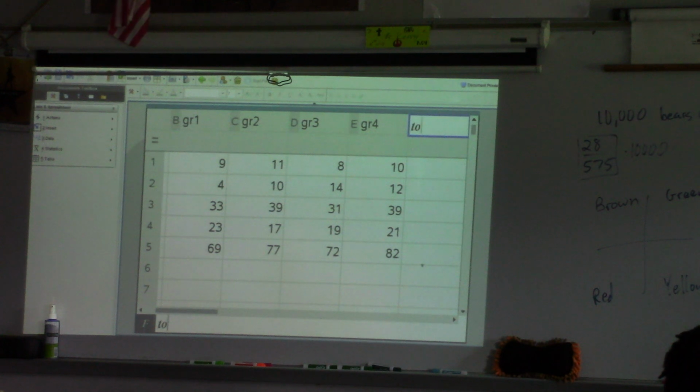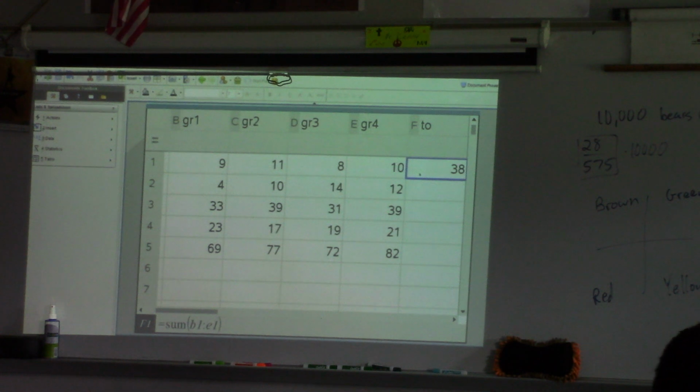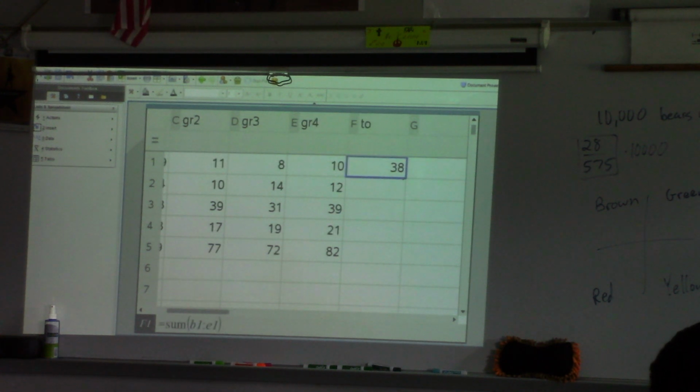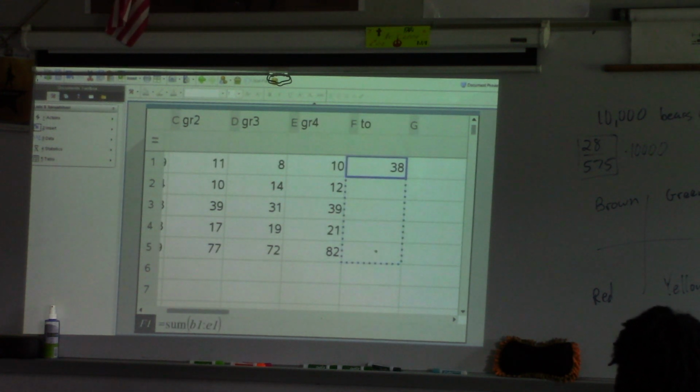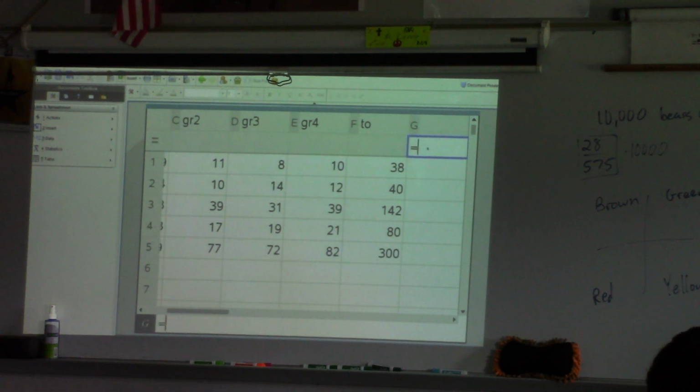So, I'm going to do TO for total. What do we put at the top for the one that's the proportion? Like, PR. Okay, so these are the totals we should have. So to get the proportions, I'm going to take my total and divide it by that 300 that's there.